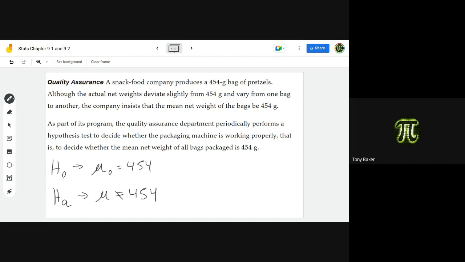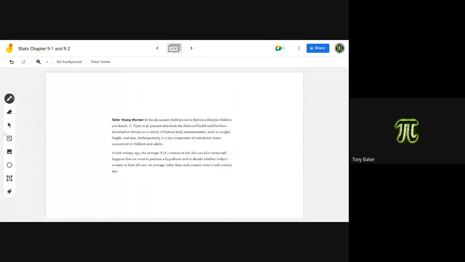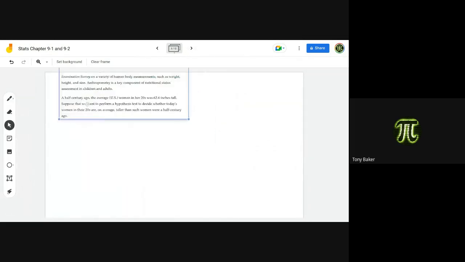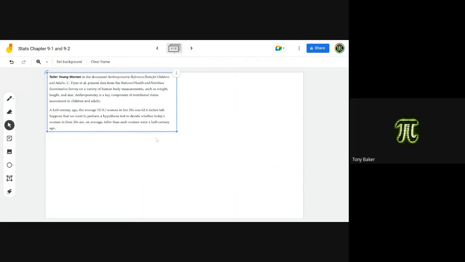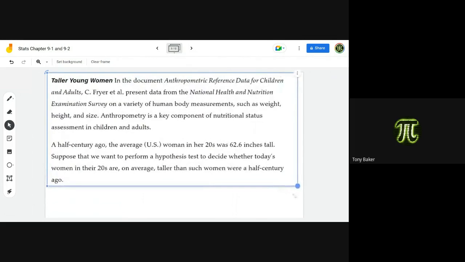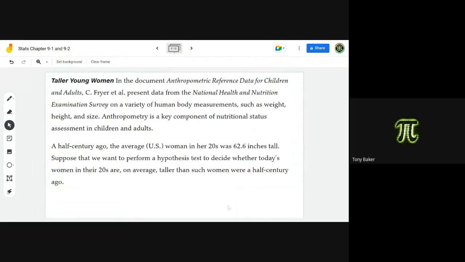All right, one-tailed or two-tailed? This is a two-tailed. Good. Okay. Good. All right, let's do another one. Don't worry if you just walked in, all three of these problems are basically the same concept, so you'll catch it with this one.